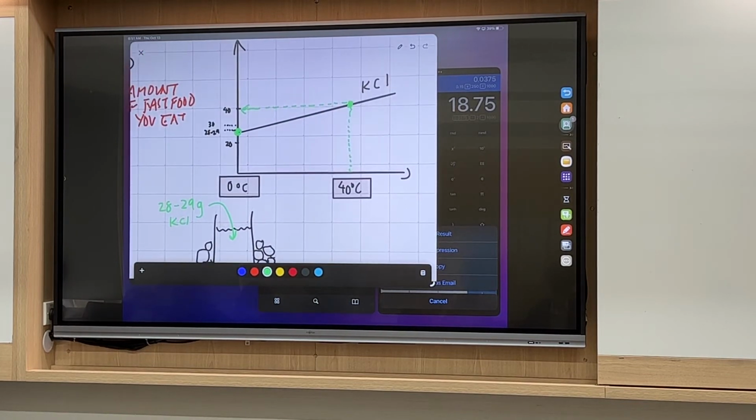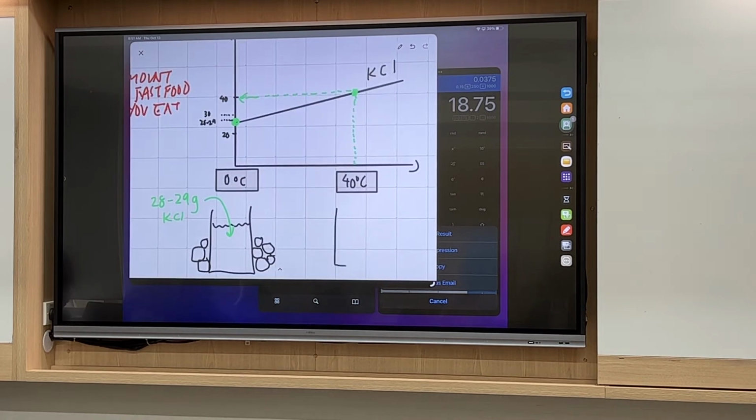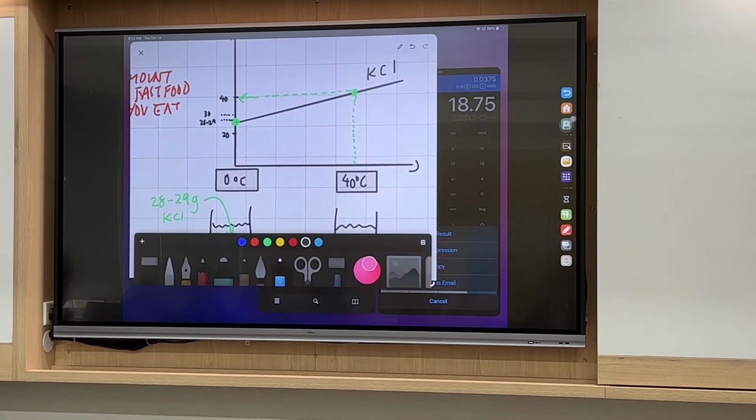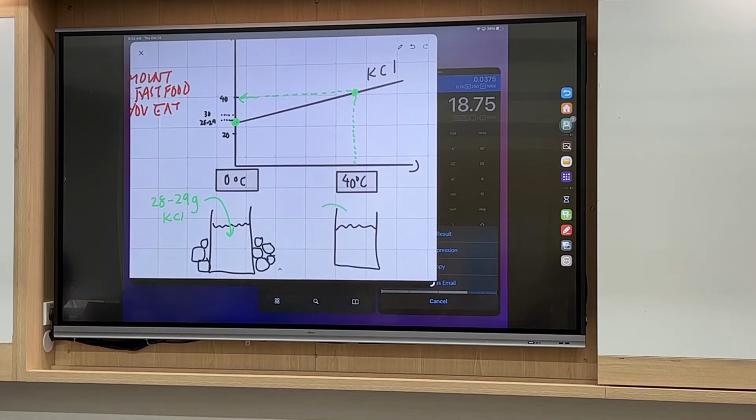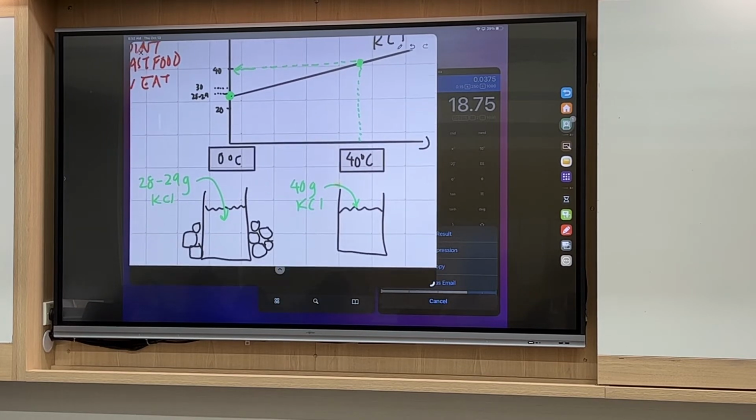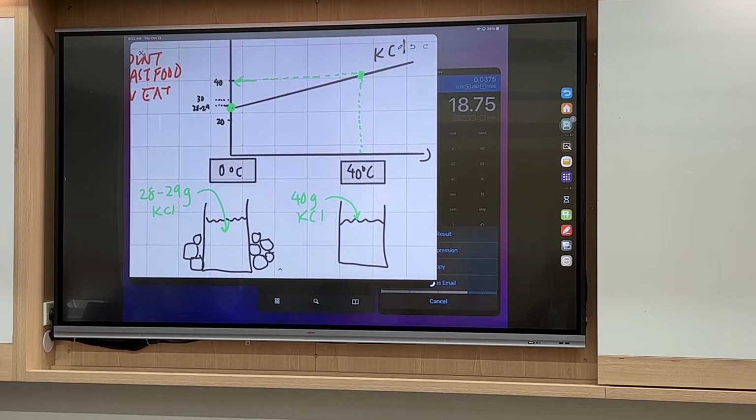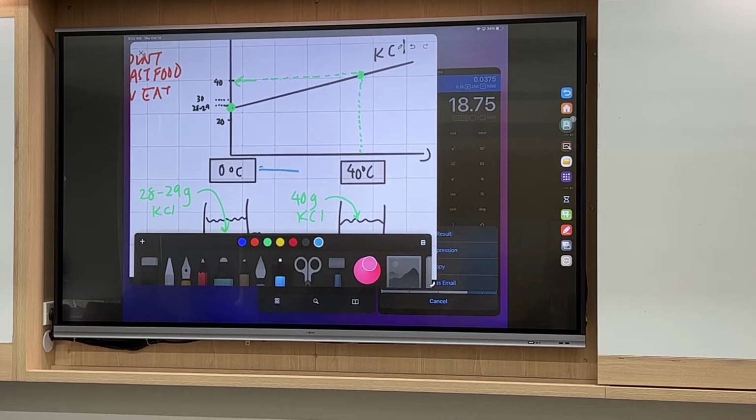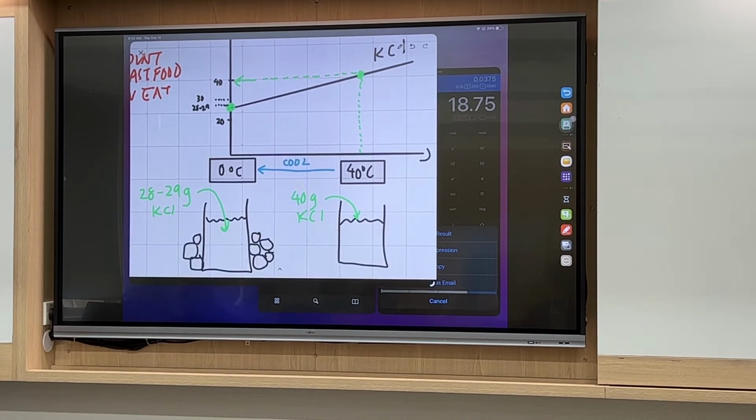That means in a 40 degree sample of KCl solution, you can dissolve as much as 40 grams of KCl. Now, this is where the problem lies. If you are holding a 40 degree KCl solution, which can dissolve 40 grams of KCl, and you cool it down to 0 degree, how much salt will be forced out of the solution?